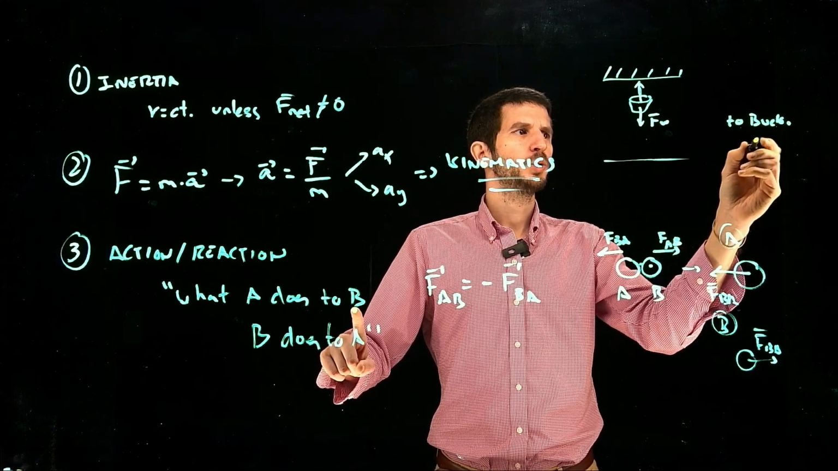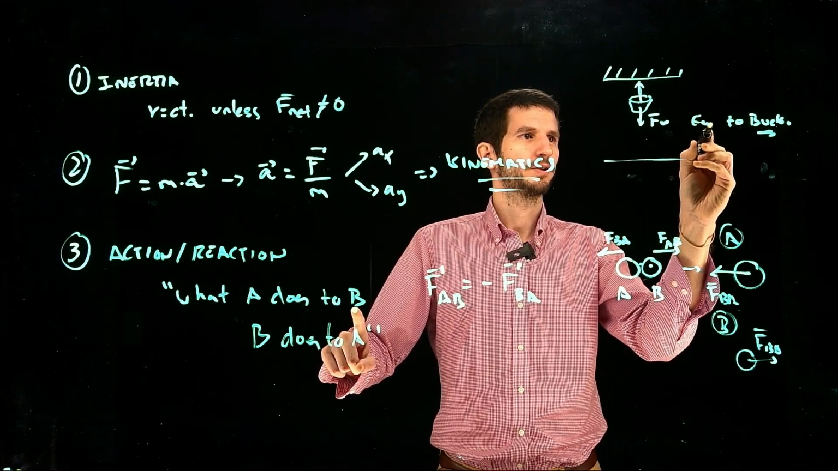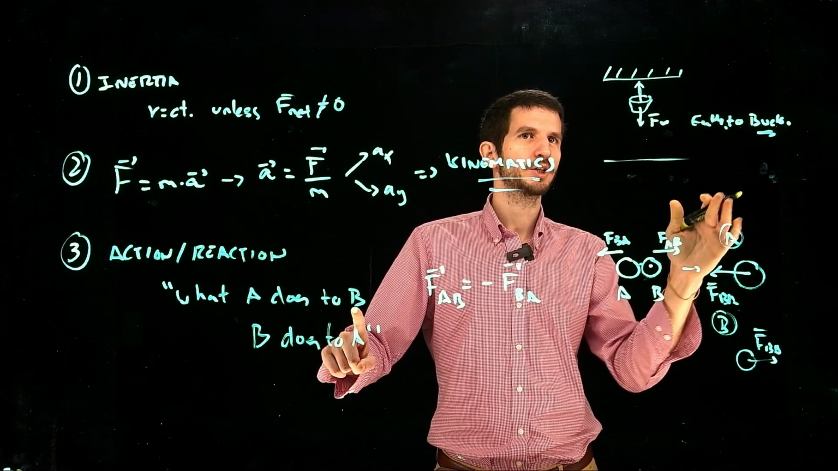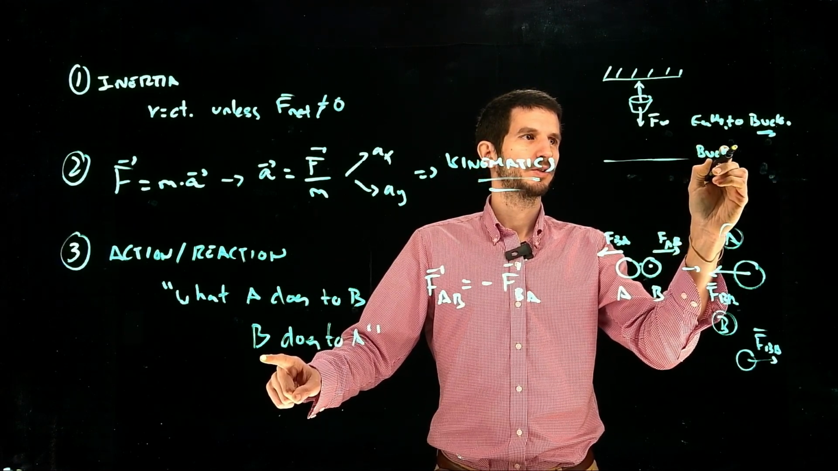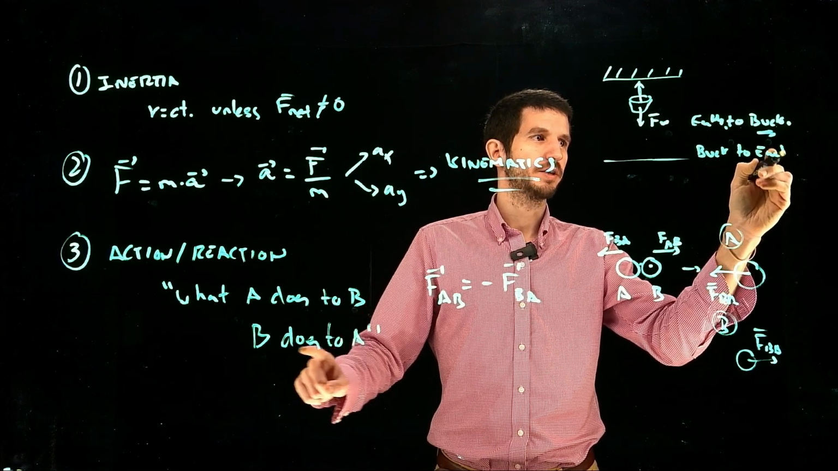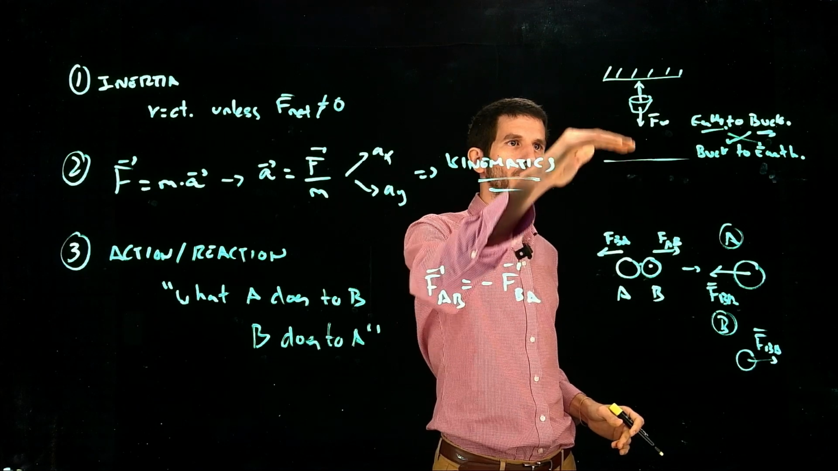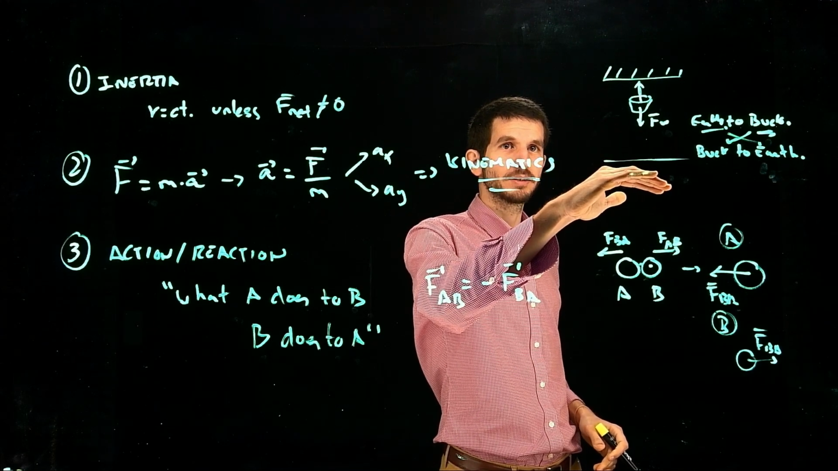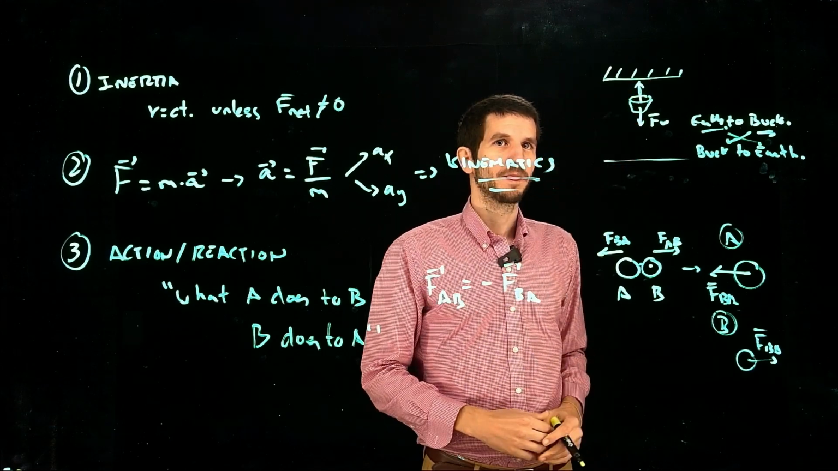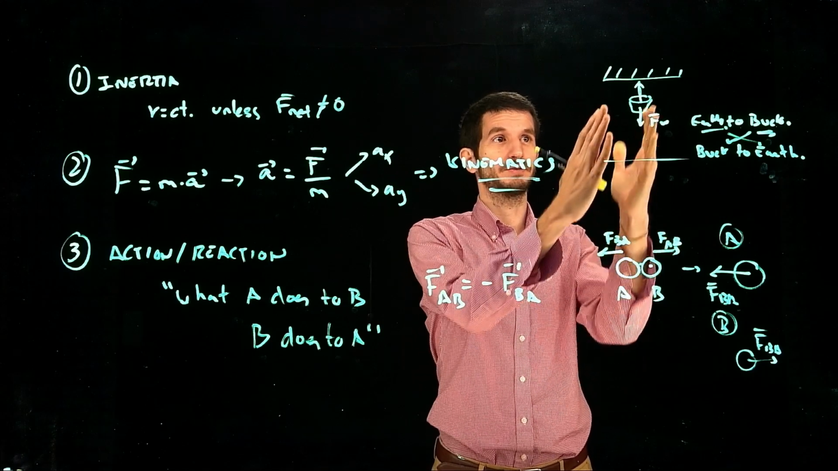So who is doing anything on the bucket? Well, the Earth. So Earth to bucket. So what's the reaction of this force? It is B to A, Earth. So the reaction of the Earth pulling from the bucket is not the tension. The reaction is the bucket pulling from the Earth. So that's the reaction. And you see, of course, you don't put that force there. That's irrelevant if I'm analyzing the bucket.